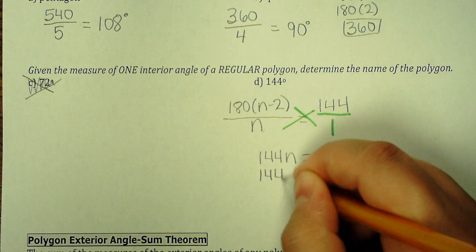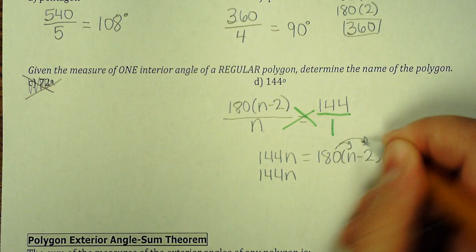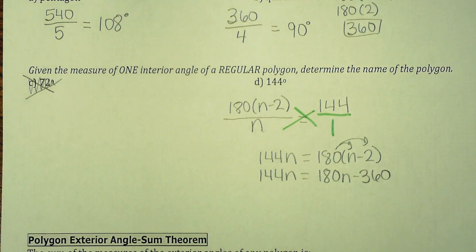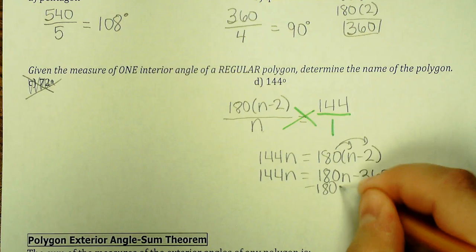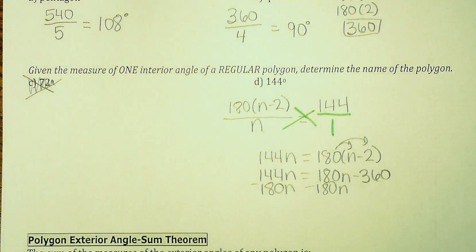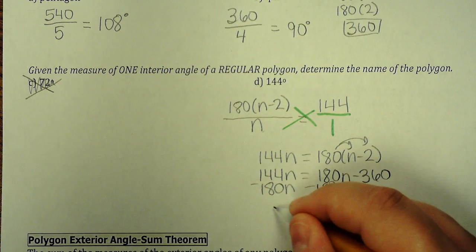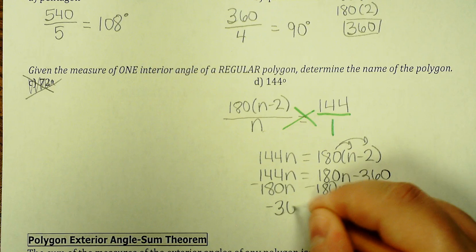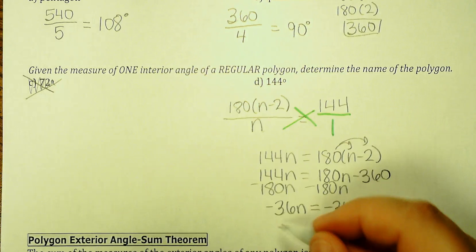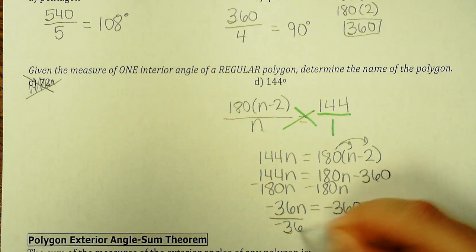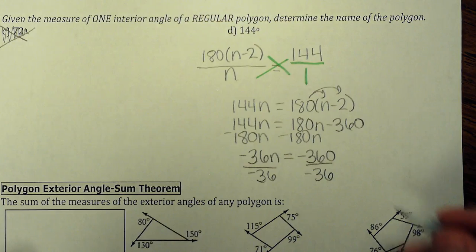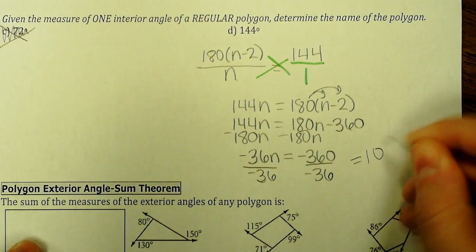Alright, I'm just going to real quick do a distributive property here. 180n minus 360. Now, what I'm going to do, I'm going to subtract 180n from both sides. And our variable is going to be negative, but that's going to be okay. So this is going to be negative 36n is equal to negative 360. Now, when I divide both sides by that negative 36, what we're going to end up with is 10.